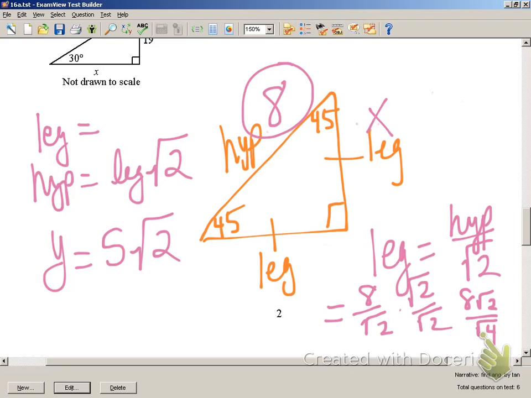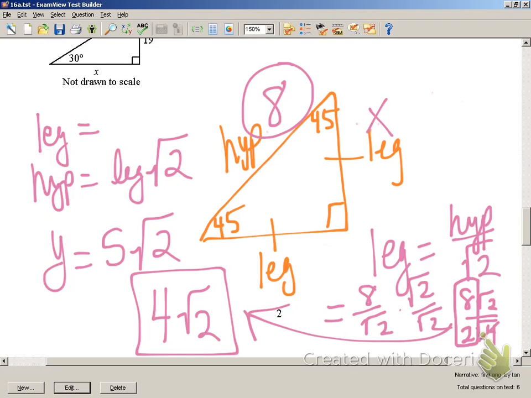Reduce that. The square root of 4 is 2. And notice that we can reduce the 8 and the 2 there. So what does that give us as a solution? 4 radical 2. And that's the way that we would find the leg if given the hypotenuse.